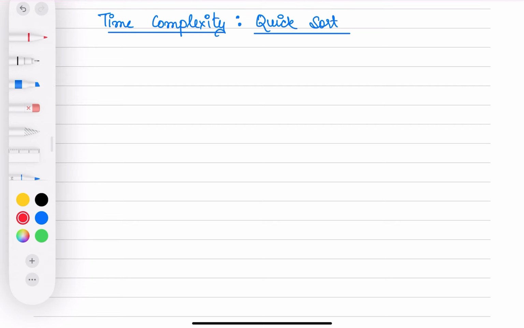In today's video, we are going to derive time complexity for the best case. So let's get started. When I talk about time complexity, here we have three cases: the best case, the average case, and the worst case. Now in the quick sort algorithm, these three cases will vary.